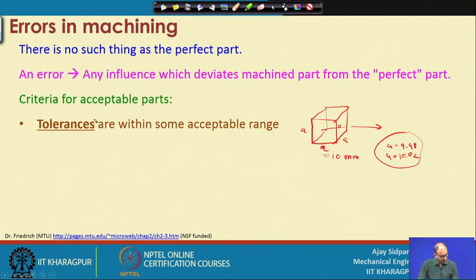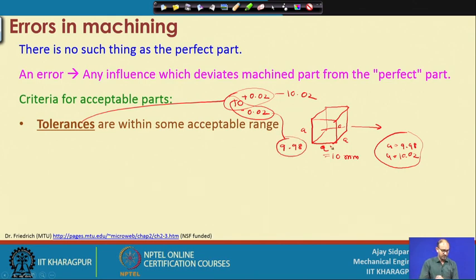So, what do we do with this tolerance? We write the tolerance as 10 plus 0.02, minus 0.02. That means if the part is 10.02, it is acceptable. If the part is 9.98, then also it is acceptable. So, this is in terms of the tolerance, if you are putting an acceptable or non-acceptable limit with reference to the tolerance.